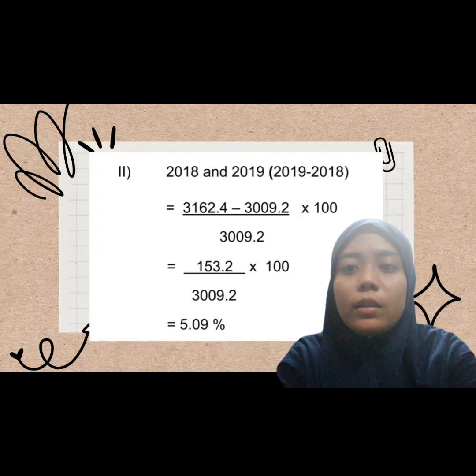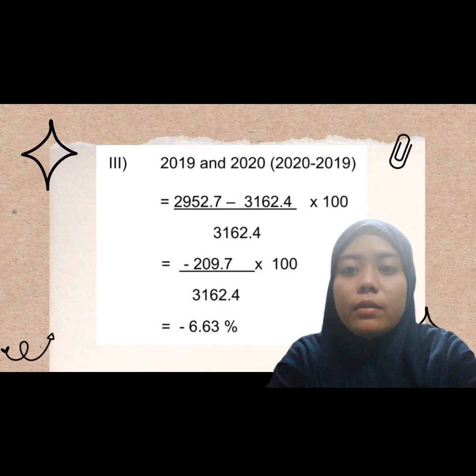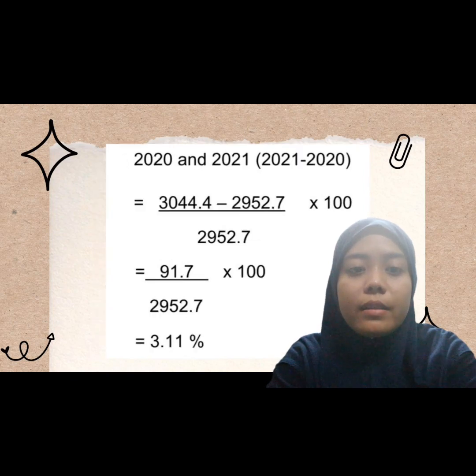The second is 2018 and 2019: 3162.4 minus 3009.2, divided by 3009.2 and multiplied by 100, and the answer is 5.09%. The third is 2019 and 2020: 2952.7 minus 3162.4, divided by 3162.4 and multiplied by 100, and the answer is negative 6.63%.